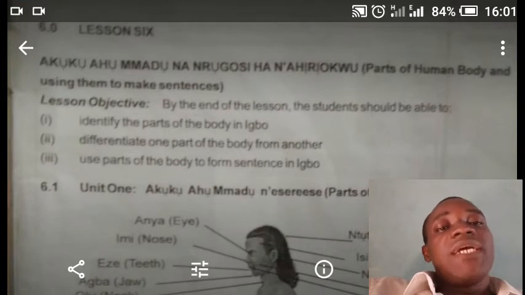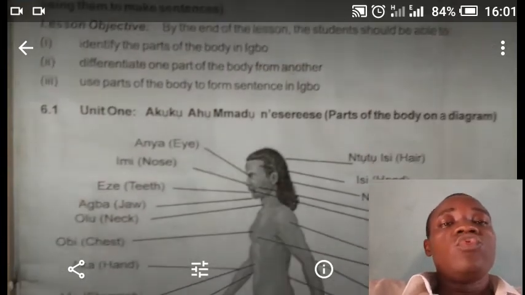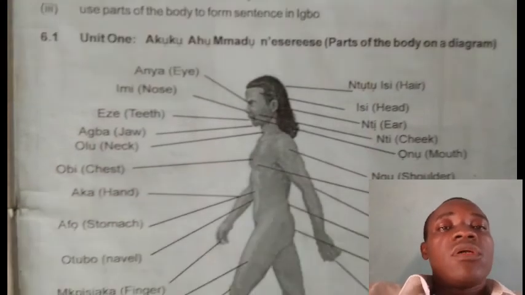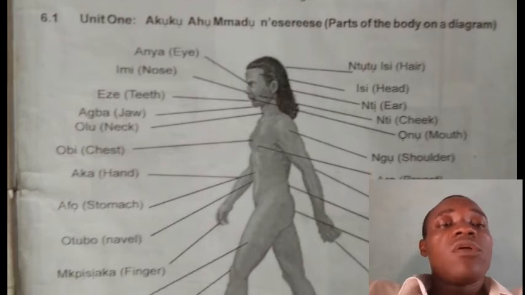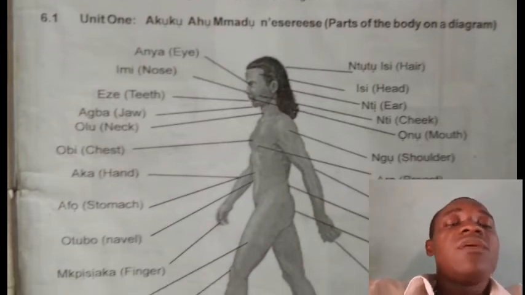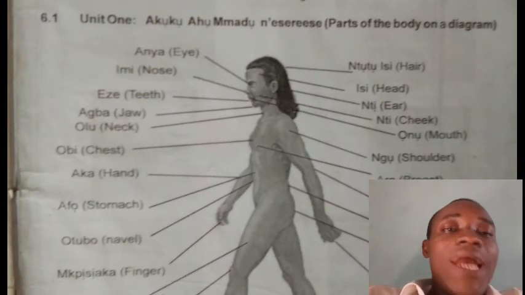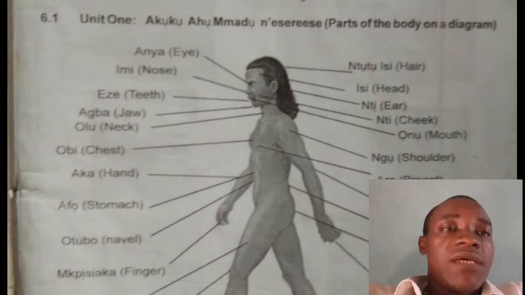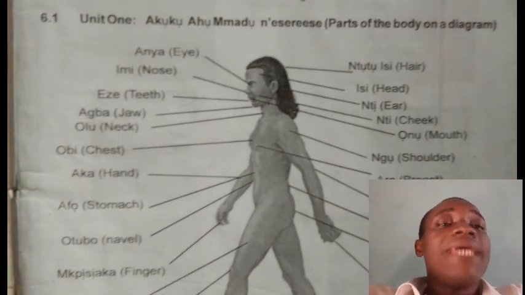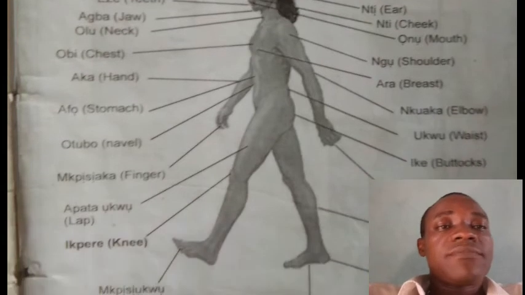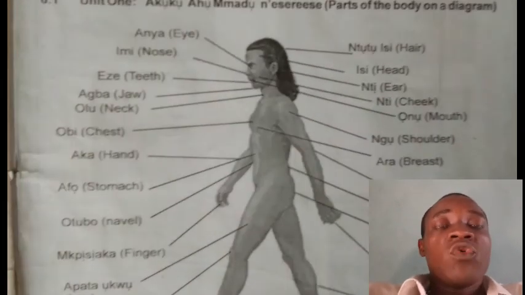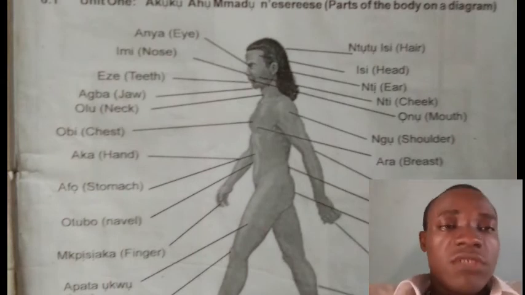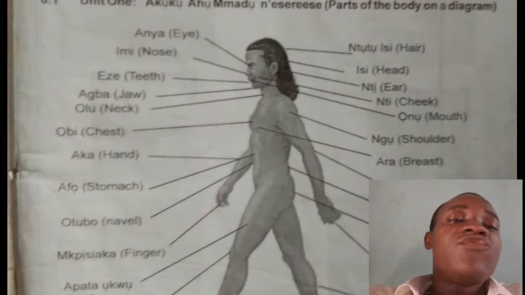So by the end of this lesson, you'll be able to know how Igbo people call the parts of the human body in their language. So look at it here. Akụkụ ahụ mmadụ na-eserese. That is parts of the body on a diagram. So you can see this diagram. This is a human being there. So now we'll carefully look at the parts of the body using this drawing here.